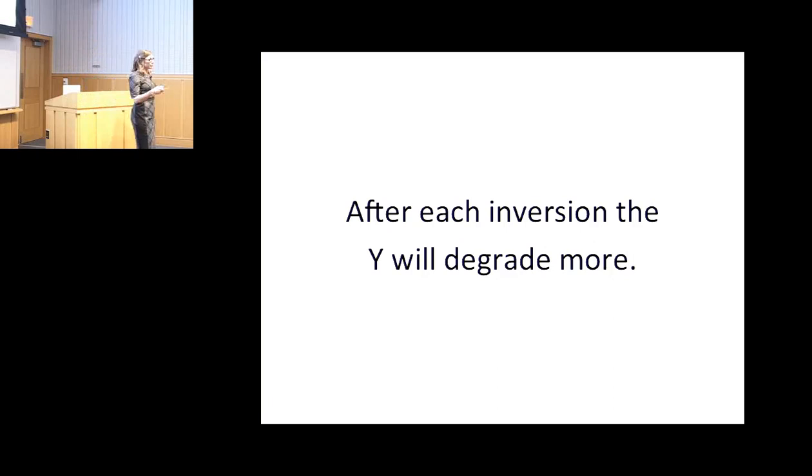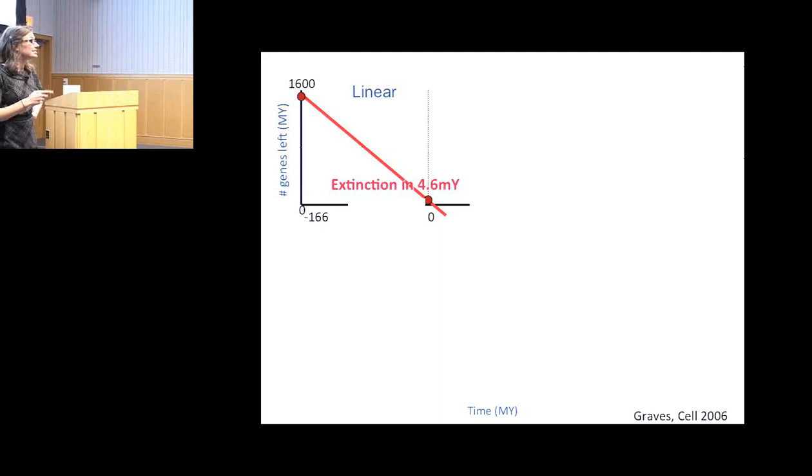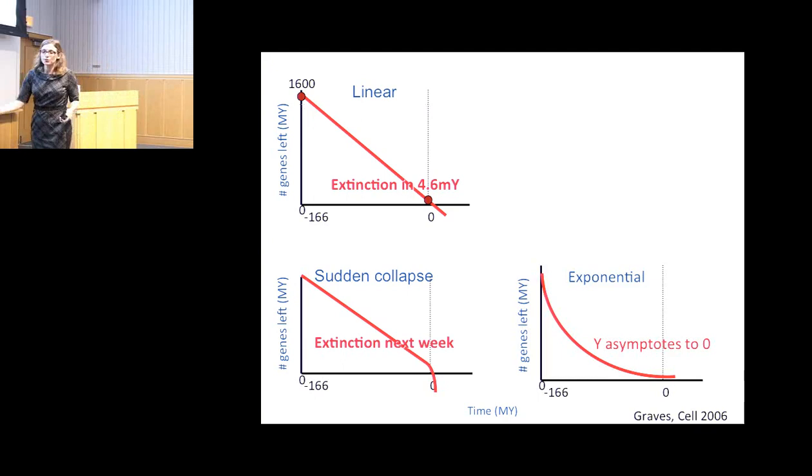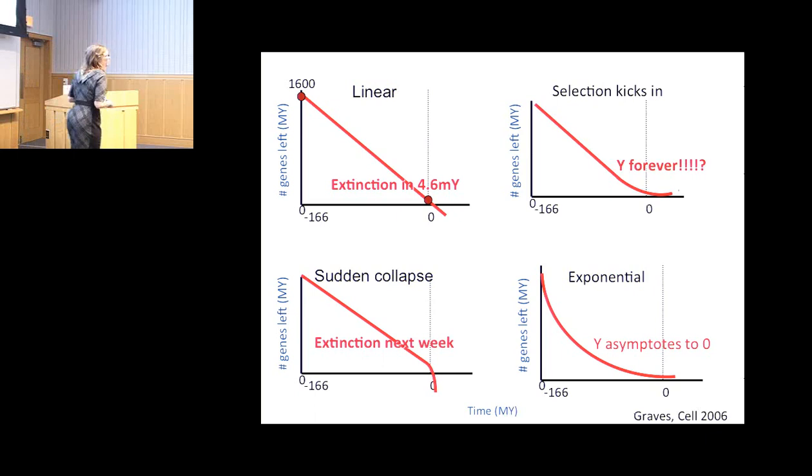And so in 2006, Jenny Graves put out this paper that lots of people love to cite because what she said is that perhaps if gene loss on the Y chromosome is linear, then in 4.5 to 5 million years, the Y chromosome will disappear. And the news was like, oh, Y chromosome disappearing. Maybe. Or perhaps it will just go extinct next week. That could happen. Perhaps it will asymptote out to zero. Or maybe selection is acting on the Y chromosome. And maybe it will stick around for the foreseeable future.